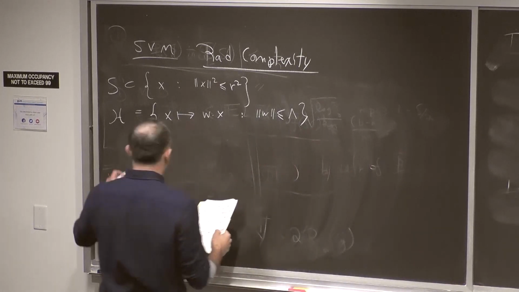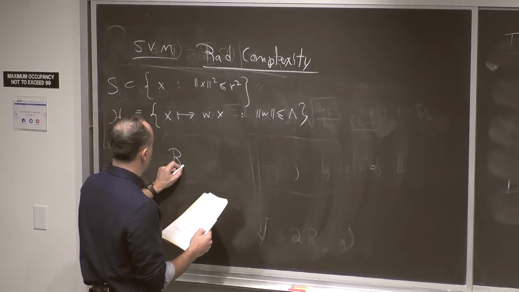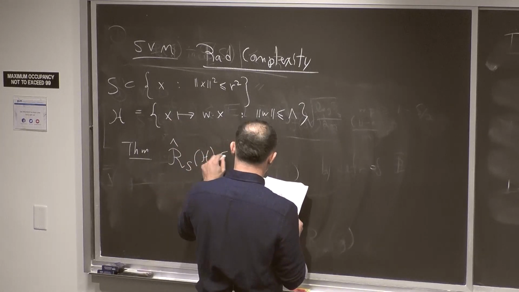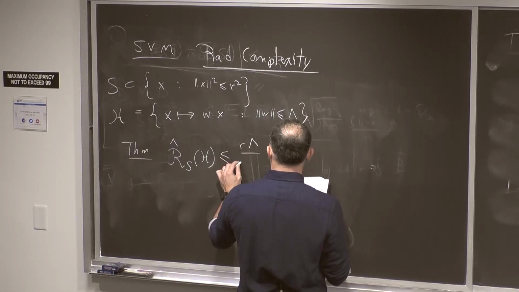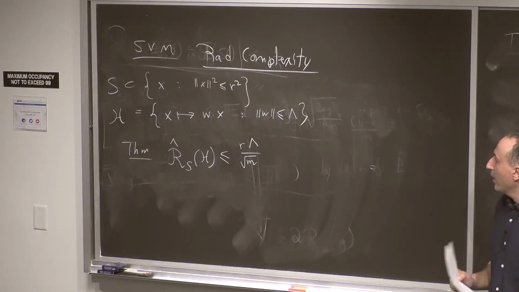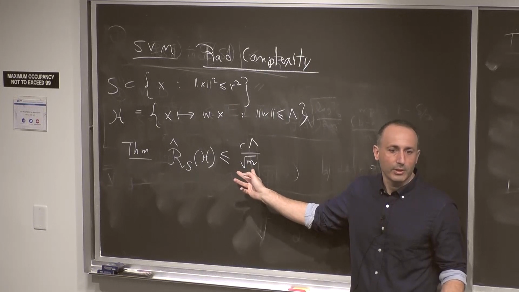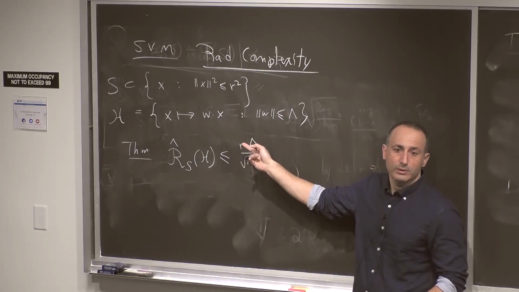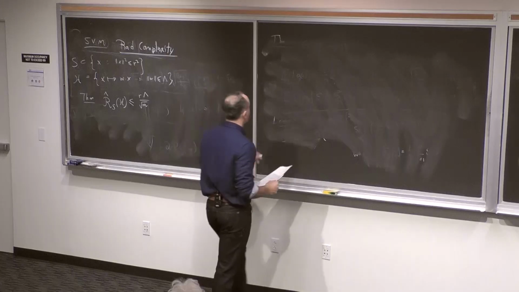Okay, so the theorem is that the Rademacher complexity is bounded by, you've got the 1 over square root of m term, which we're happy with because we have that term anyways. And then the constants in front are just the bound on your data and the bound on the weights. Okay, so let's prove that.